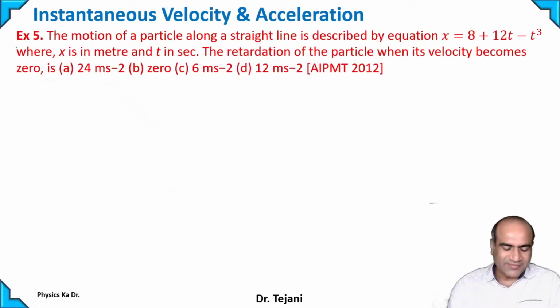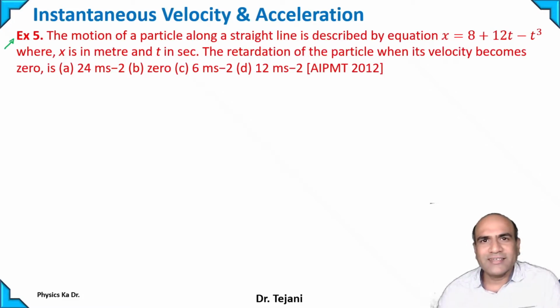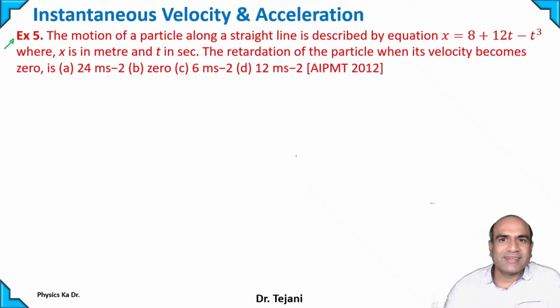Next. Example number 5, the motion of a particle. Now you pause the video and do it by yourself. So it is given that the motion of the particle is described by x is equal to 8 plus 12t minus t cube, where x is in meters and t is in seconds.